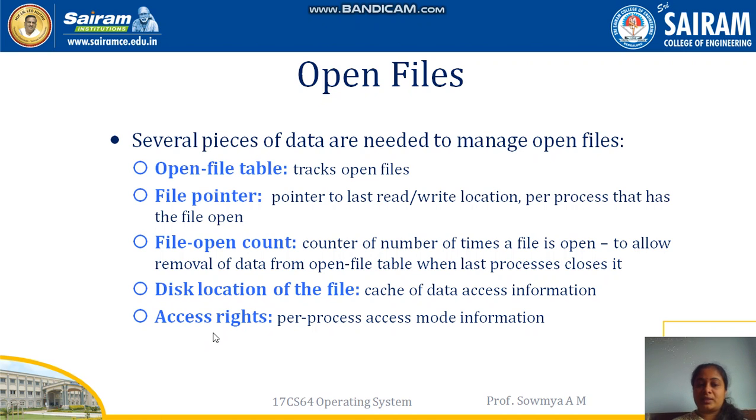Next one is disk allocation of the file. It's like caching the data access information. So if you have the disk location of a file, once you get it, if it is contiguous allocation, the first pointer, the address of the file, the first address is fine. If it is non-contiguous, like a linked list, then the first pointer can go to the next. So the disk location of the file is important for opening and accessing the files.